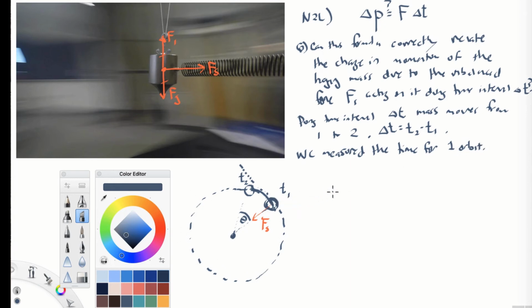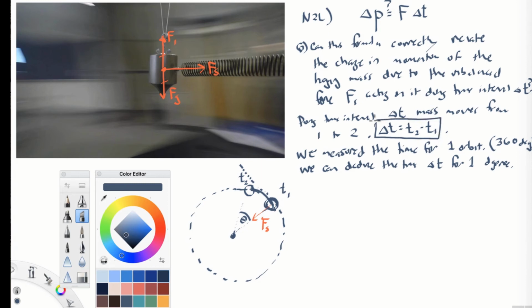So let's suppose we wanted to find the time it takes to move 1 degree. If we know the time it takes to go around 360 degrees, we can find or deduce the time delta t for 1 degree. Right? So we can find that time that it takes to move 1 degree. So we're going to be able to get this delta t.